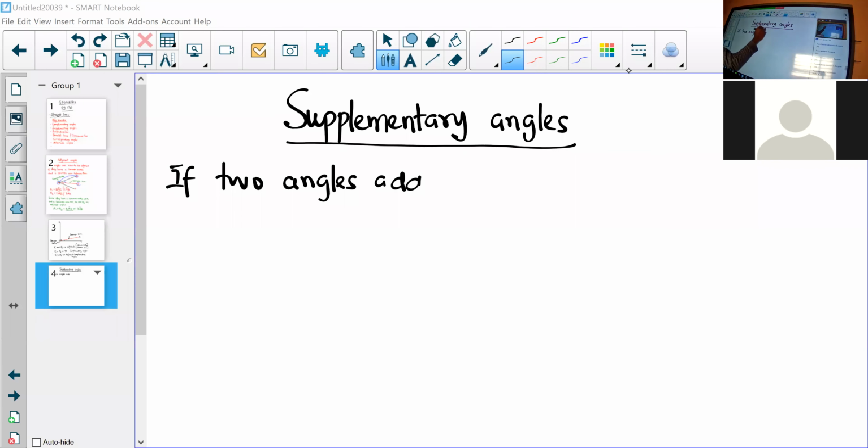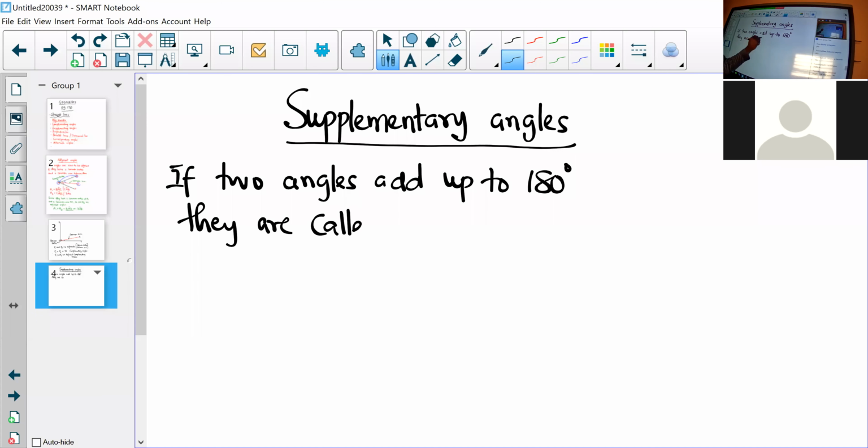If two angles add up to 180 degrees, they are called supplementary angles.